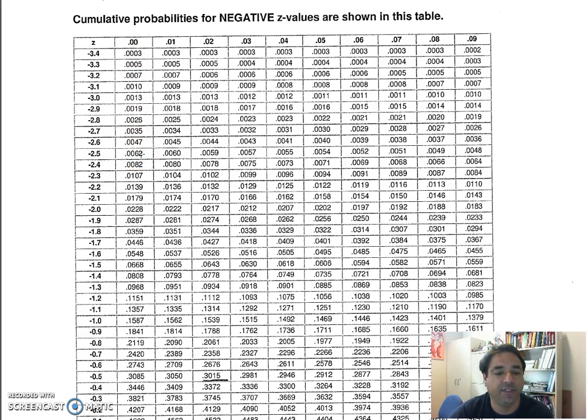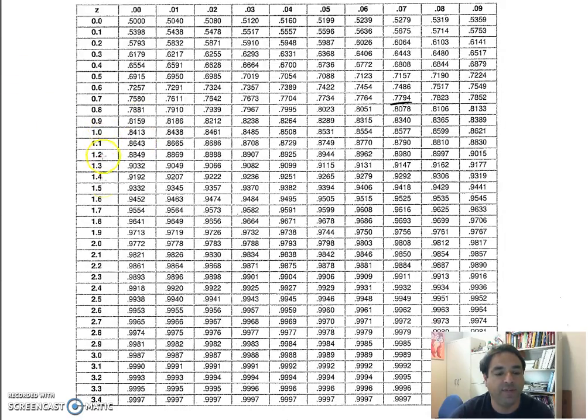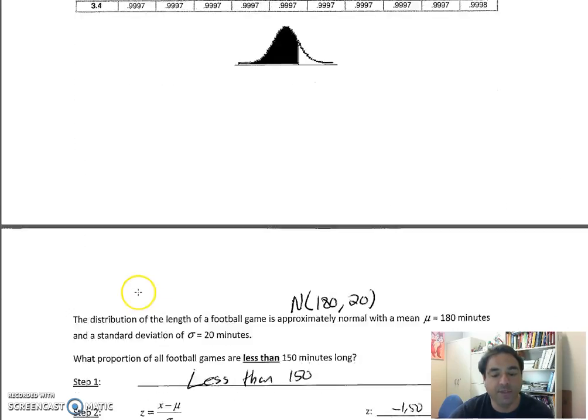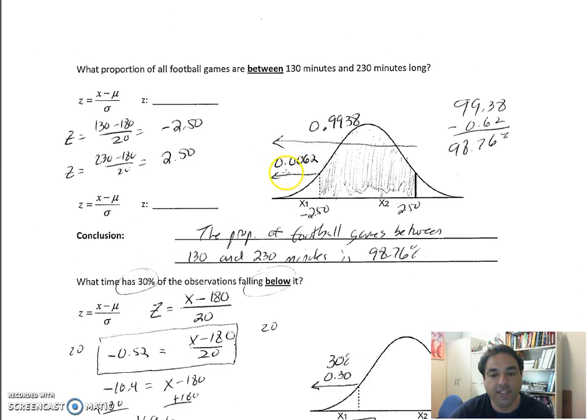Remember, it tells us to the left. Positive 2.50 gives us 0.9938, again to the left. So picture-wise, from here to the left is 0.0062, not shaded. From here to the left, 0.9938 is shaded and not shaded.